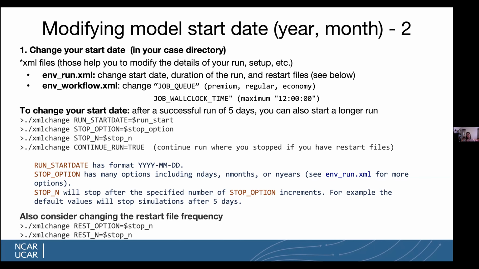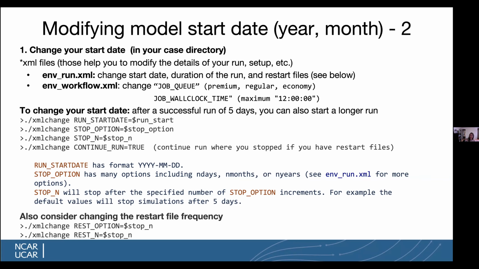When we submit our run, we're entering a queue. And if there are other runs ahead of you, you have to wait a bit. Sometimes you really want to do something quick and just have a really quick test run for a day. You may want to change your queue to premium and your wall clock time to just 1 hour to test something. But when you do a production run, you want to run either on regular or on economy.